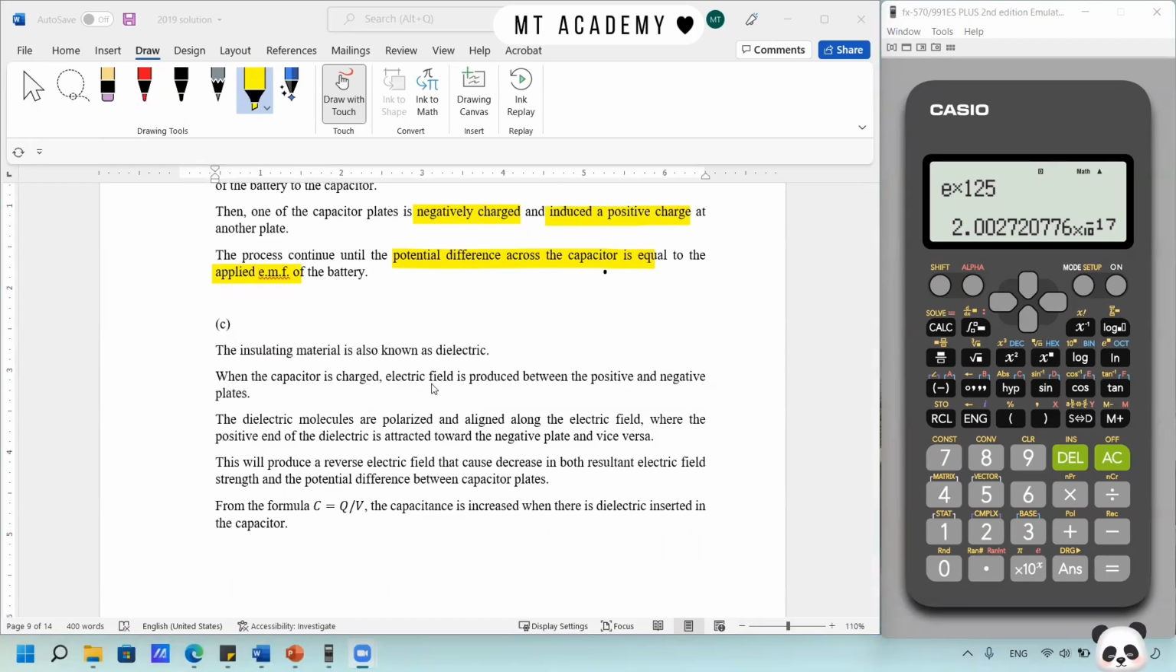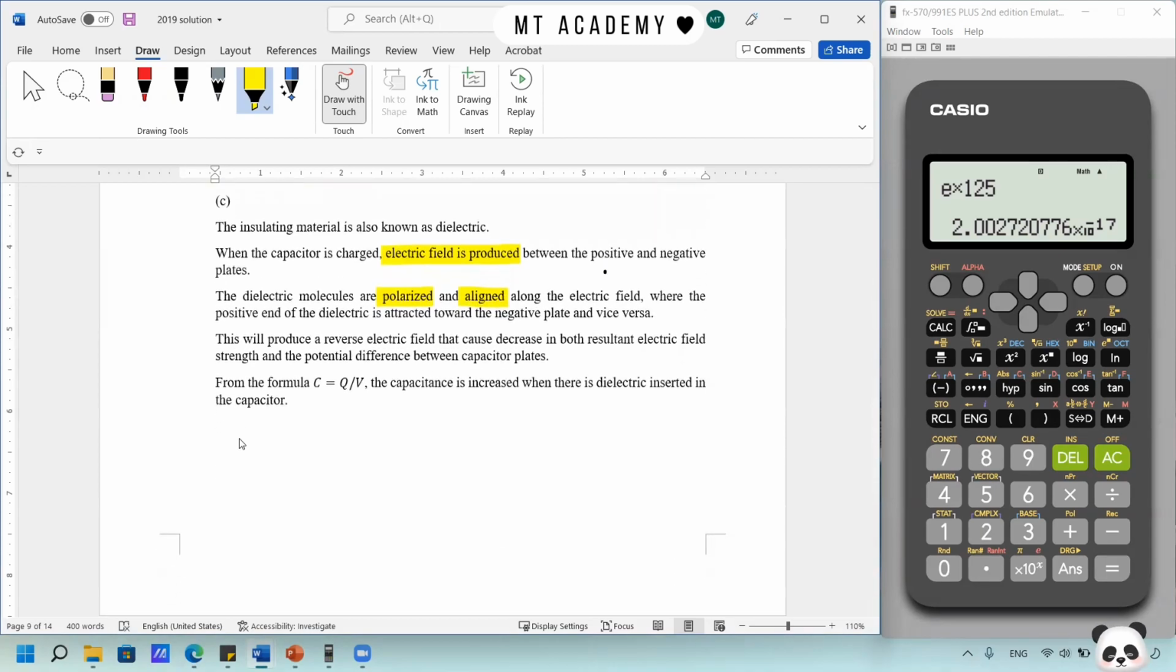When a capacitor is charged, an electric field is produced between the positive and negative plates. This will polarize the dielectric material, and the dielectric molecules will be aligned along the electric field, where the positive end is attracted toward the negative plate and vice versa. This produces a reverse electric field that causes a decrease in both the resultant electric field strength and the potential difference between the capacitor plates. So it reduces the electric field, and the potential difference depends on the electric field strength. Okay, V is equal to E times d.